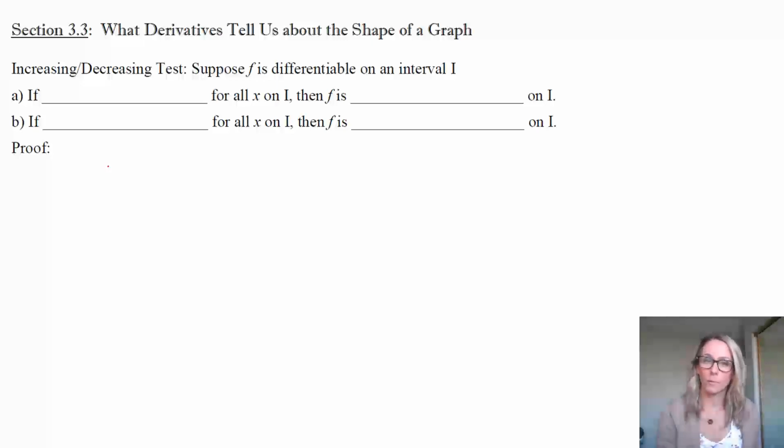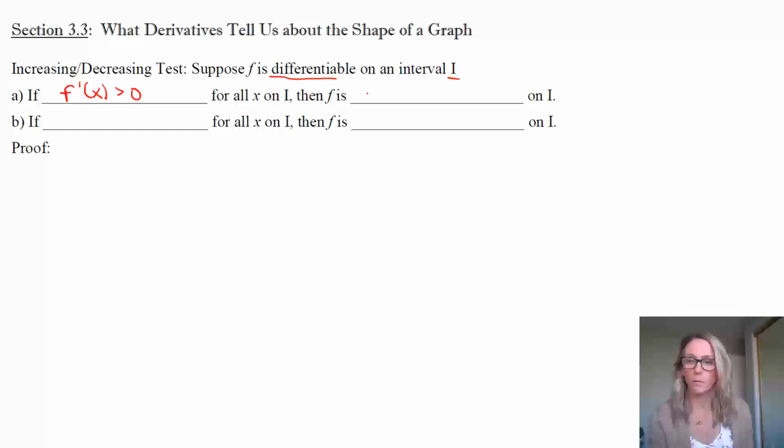So here is section 3.3, what derivatives tell us about the shape of a graph. And the first thing is the increasing decreasing test. Suppose f is differentiable on some interval I. If the derivative is positive for all of the x values on that interval, then f is increasing on that interval. Now you can probably imagine what it's going to be for b.